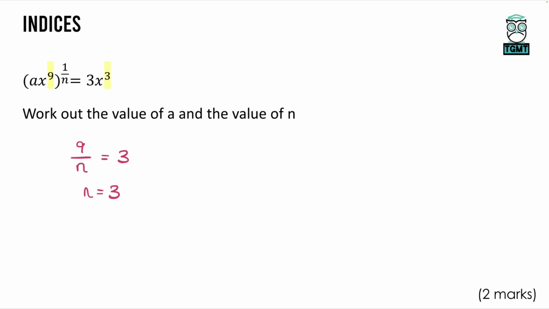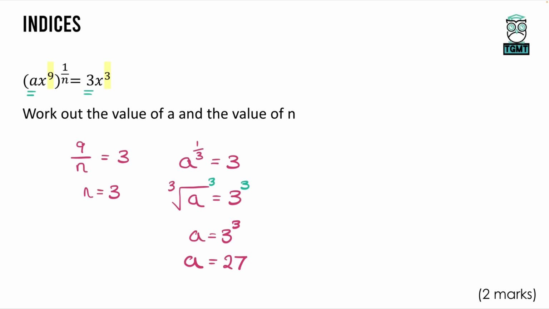Now we need to think about the a. How are we going to get from a to 3? Now, a power of 1/3 does a cube root. So a to the power of 1/3 is going to be equal to 3. And that's almost a reverse root. So we're thinking what number cube rooted is going to equal 3? Well, to reverse that, if we write it as the cube root of a is equal to 3, we would have to cube both sides to get rid of that cube root. So a would be equal to 3 cubed, and 3 cubed is equal to 27. So a must be equal to 27.